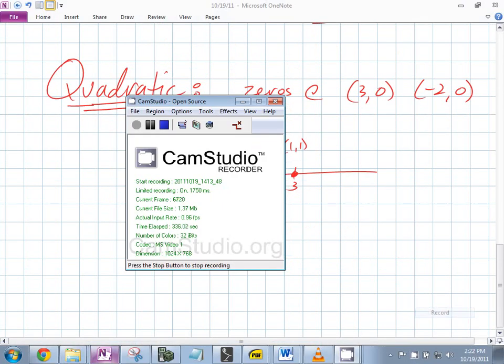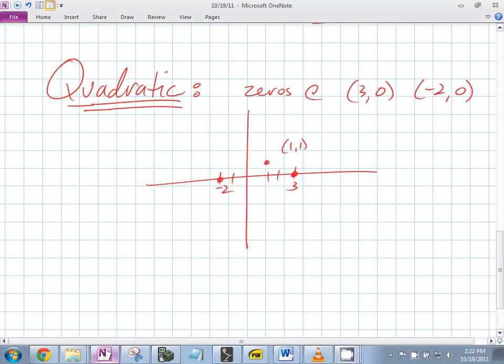Can we form 3 equations? Sure. How about with this one? At (1, 1), we know y is 1 when x is 1. So a times 1 squared plus b times 1 plus c. Right? There's one equation. What's the second equation we could generate?